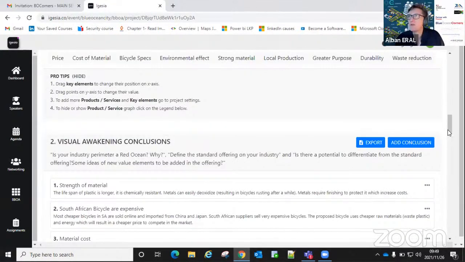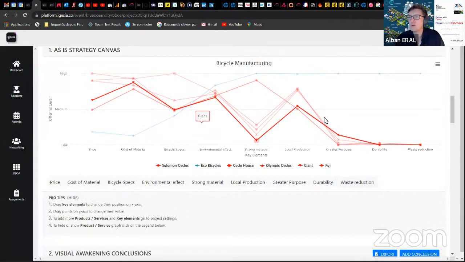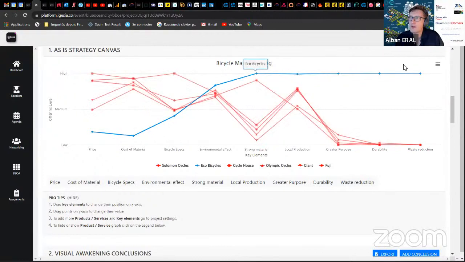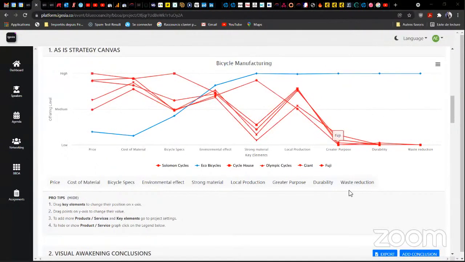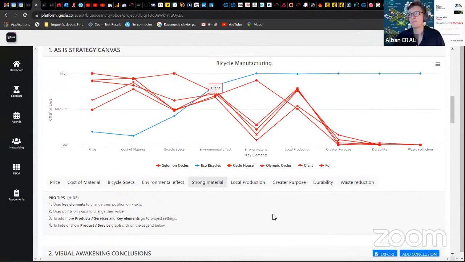Maybe I will share my screen if you're okay, because I would like to show you here what we can improve. You see, I've reordered the elements just to have your blue curve growing, and when you do that, it makes the Canvas more readable. We see the differences more. Yeah, I think most of the elements are relevant here.